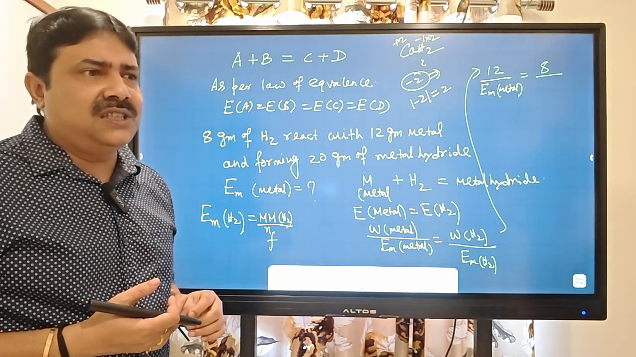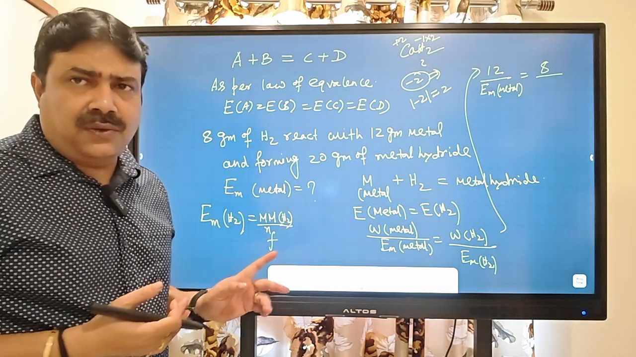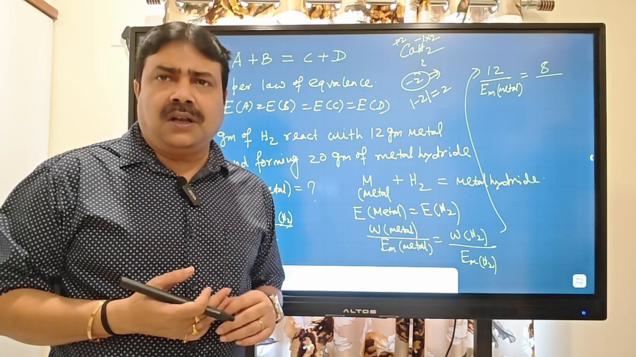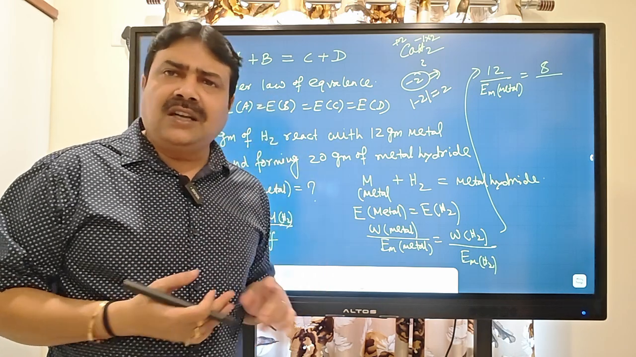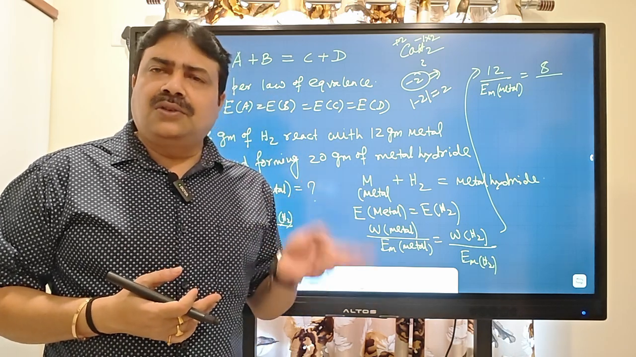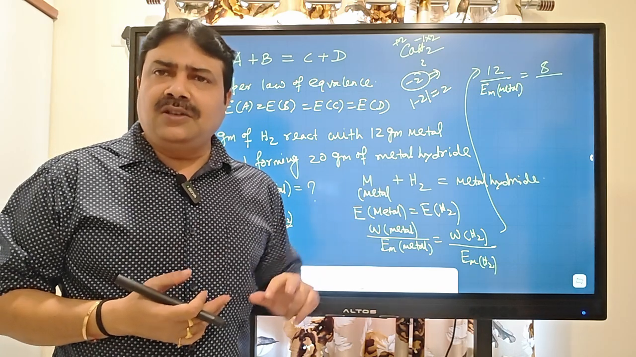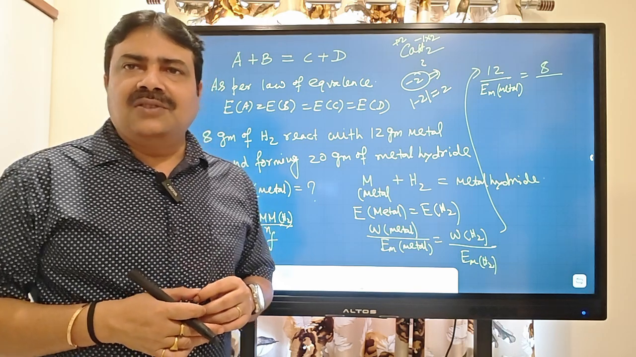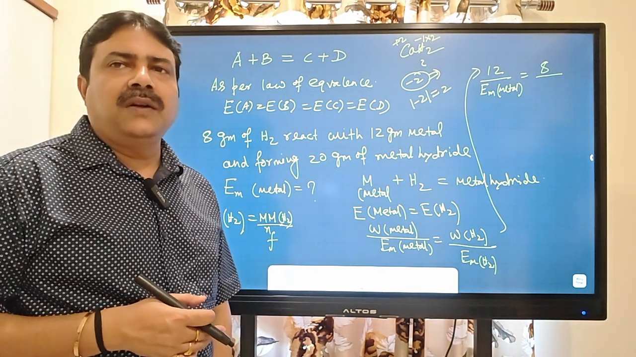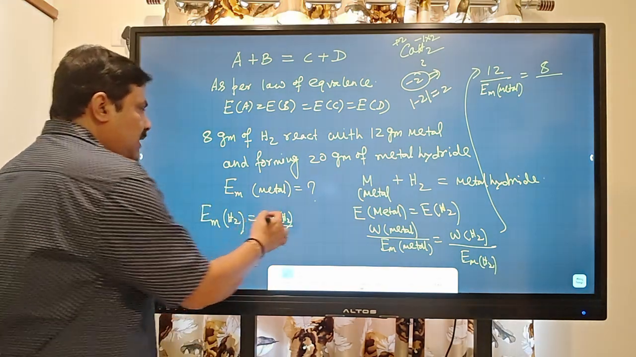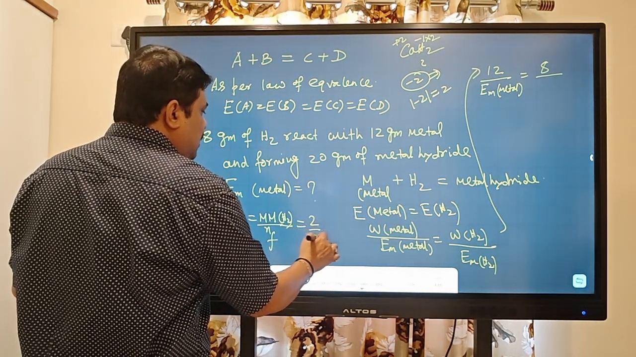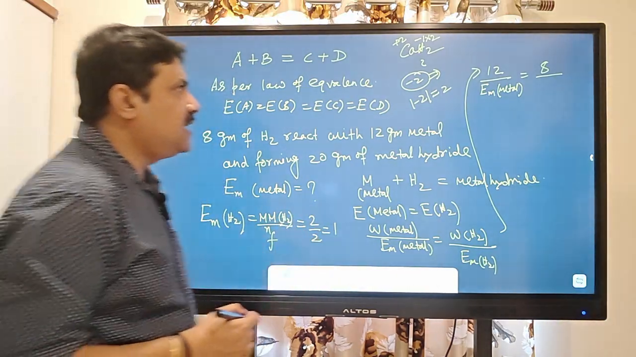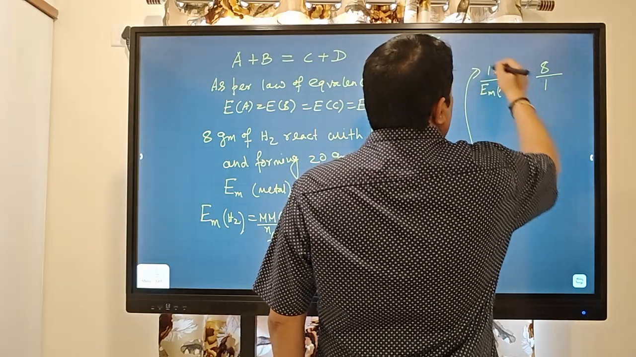Or we can explain it this way. Each hydrogen atom is 1s1. To attain the inert gas configuration, each hydrogen atom will gain 1 electron. So H2, which means 2 hydrogen atoms, has to gain 2 electrons. That's why the n factor is 2. Then the molar mass of hydrogen is 2, the n factor is 2, so the equivalent mass of hydrogen is 1.